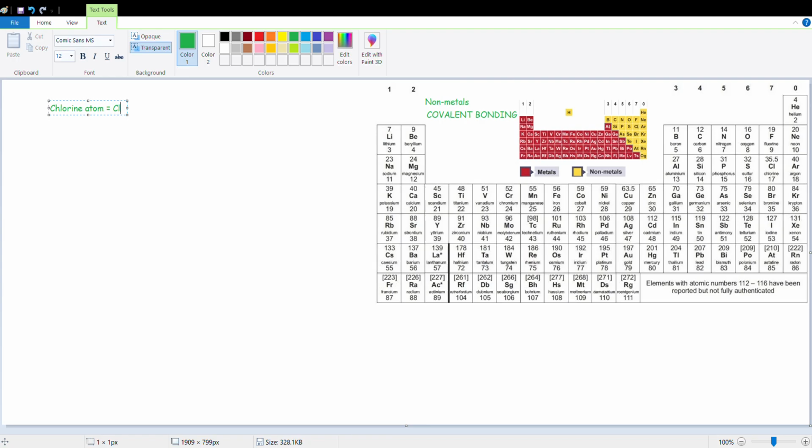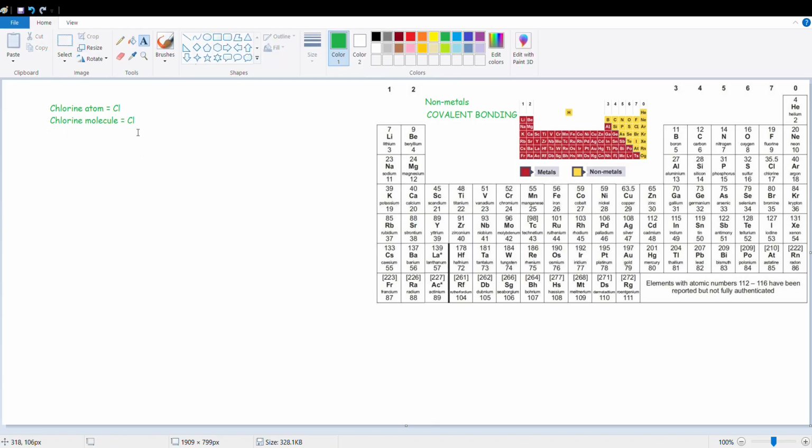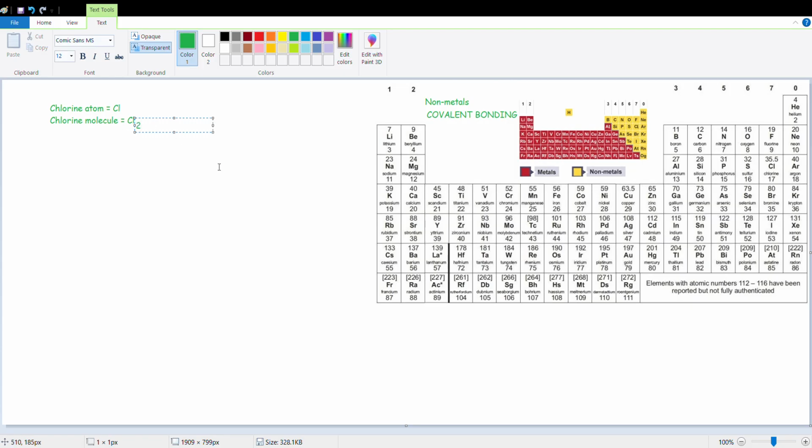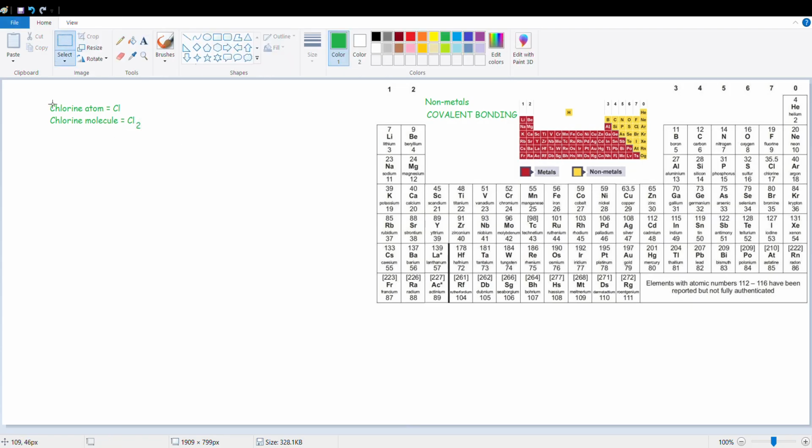But if I say chlorine molecule or chlorine gas, it is equal to Cl2. So that is the Cl2 molecule over here. Now Cl2 means that we have two atoms of chlorine bonded together.